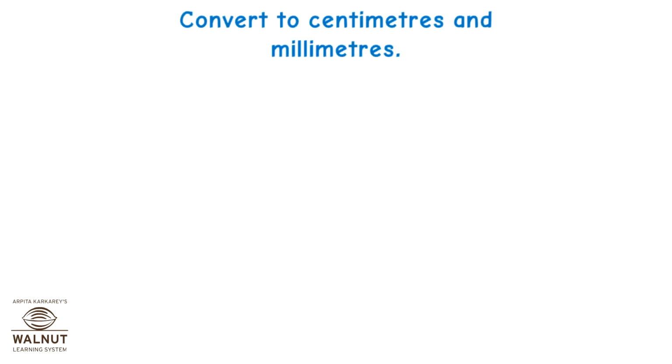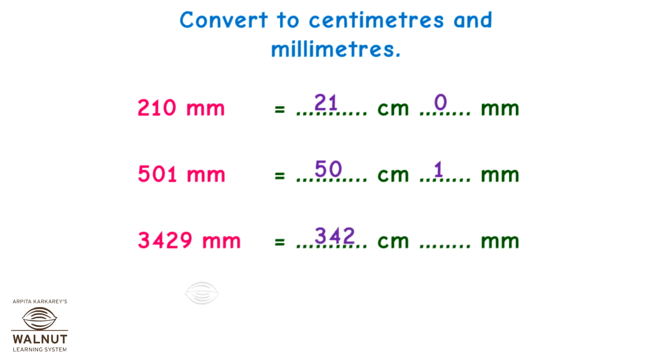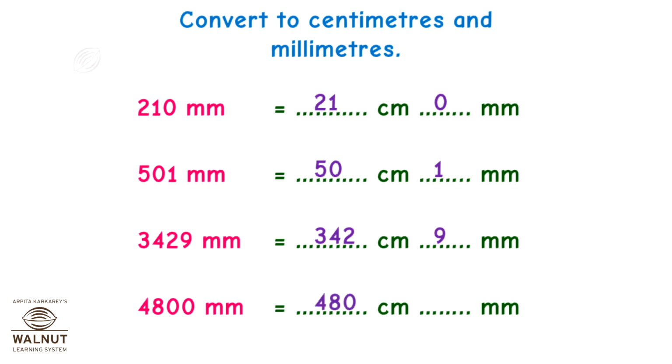Convert to centimeters and millimeters. 210 millimeters is equal to 21 centimeters and 0 millimeters. 501 mm is equal to 50 cm and 1 mm. 3429 mm is equal to 342 cm and 9 mm. 4800 mm is equal to 480 cm and 0 mm.